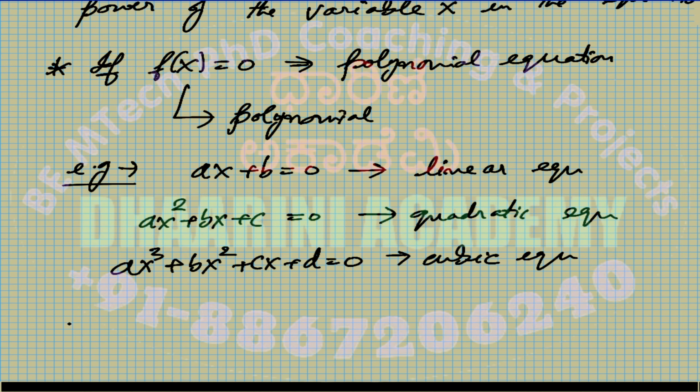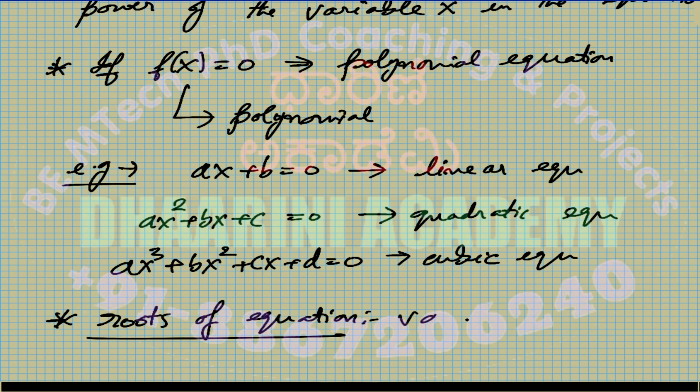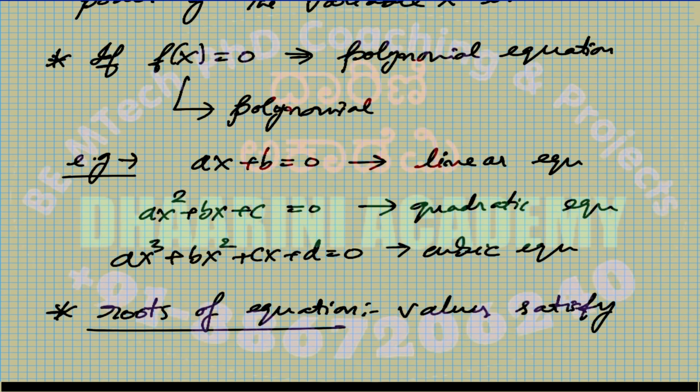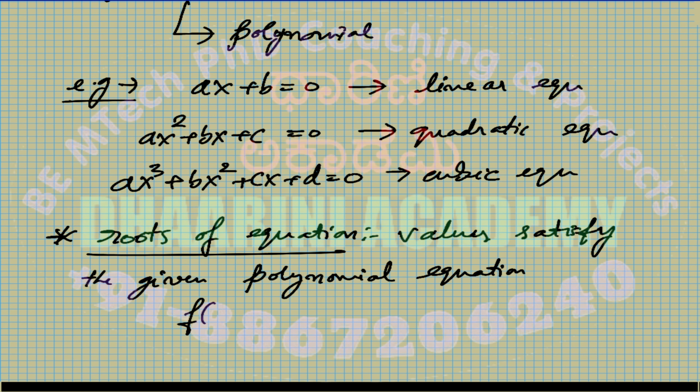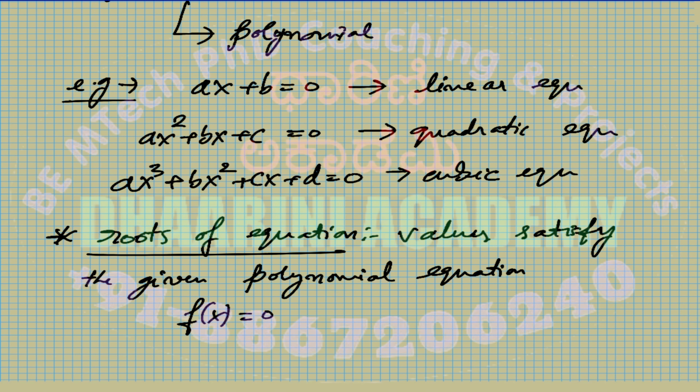Then the next term related to the polynomial is called the roots of the equation. It contains the values that satisfy the given polynomial equation f of x equal to 0. Those values of x which satisfy the given equation, we call a root of that particular polynomial equation.